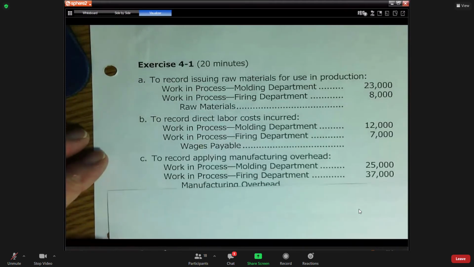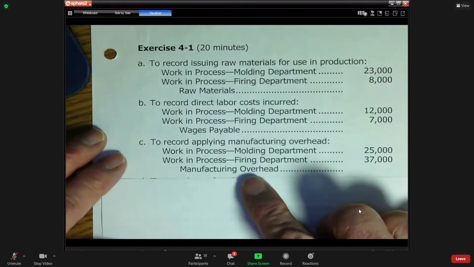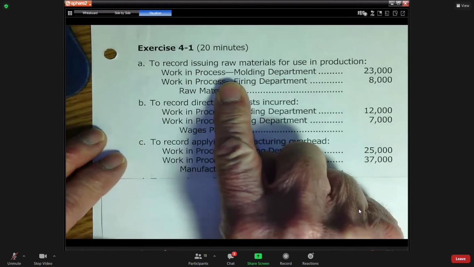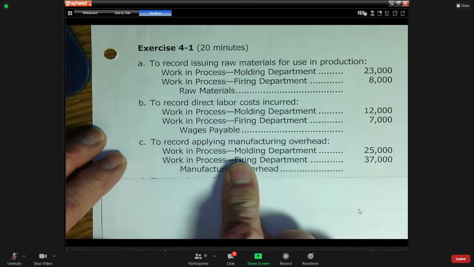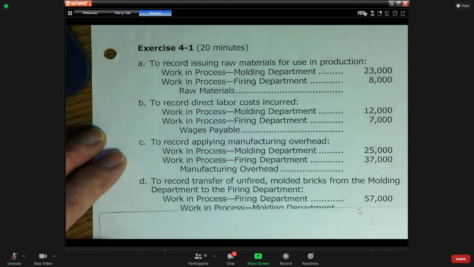So in C, what are we doing? Now we have manufacturing overhead being applied. So we debit work in process. The direct materials were at actual cost. The direct labor was at actual, but the overhead was at the applied amount. And then what's happening here? We're transferring out from the molding department to the firing department.